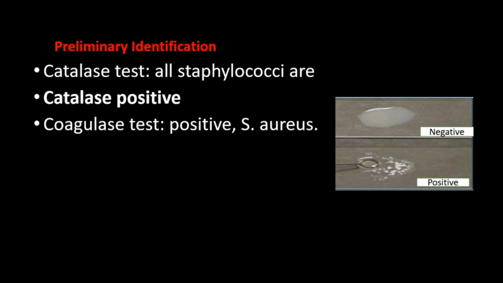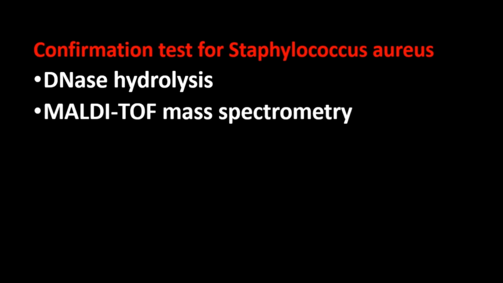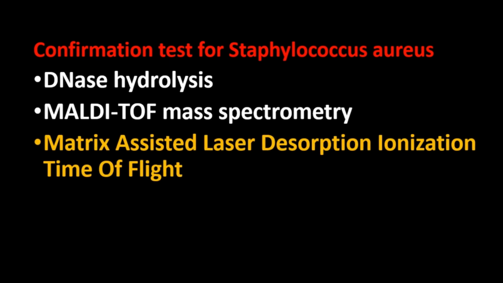In order to confirm the presence of Staphylococcus aureus, you can use a DNase test, in which Staphylococcus aureus produces a zone around itself upon addition of hydrochloric acid to the DNase agar. You can also confirm Staphylococcus aureus using MALDI-TOF mass spectrometry. MALDI-TOF stands for Matrix-Assisted Laser Desorption Ionization Time of Flight, or you can use the Vitek 2 identification system.